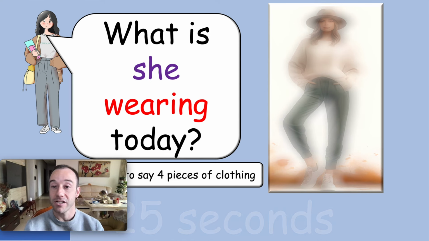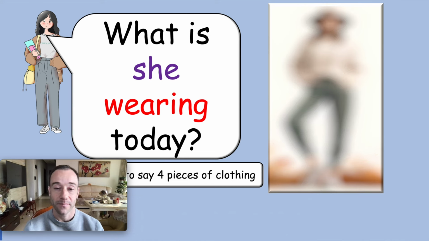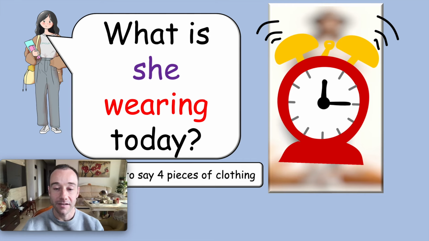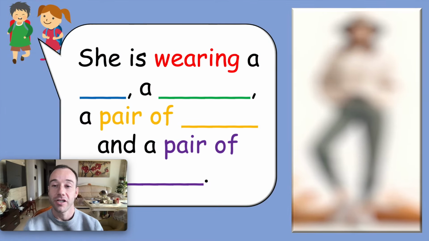What is she? Where is she? What is she wearing? Okay. All right, 25 seconds is up. The alarm sounds. And then the students need to remember what she was wearing. She is wearing... and they need to say all of the different things this woman was wearing.